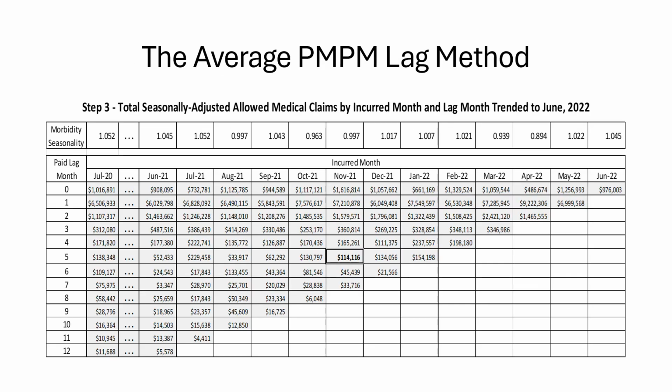Here, the seasonality factors are shown across the top. So for claims paid in November 2021 with 5 months of lag, the trended amount of $113,803 is divided by 0.997 to yield a seasonally adjusted value of $114,116.